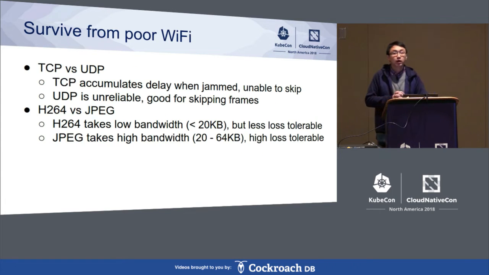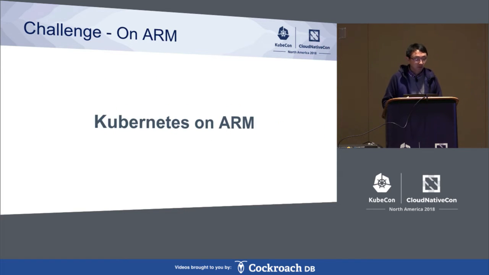Based on that, TCP is no longer the best protocol for this, because TCP tries to deliver guaranteed delivery, while UDP is good for that. It's send and forget. Regarding the compression algorithm, H.264 is way better than JPEG regarding bandwidth. However, it requires a reliable connection like TCP and has lower loss tolerance, while JPEG has no dependency between frames, so we can easily drop frames. It works better on UDP.